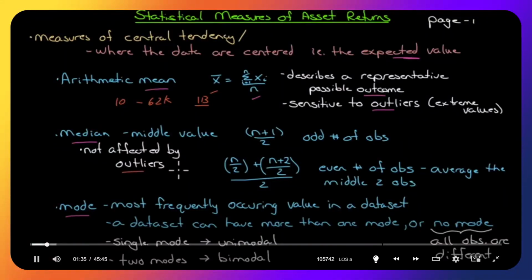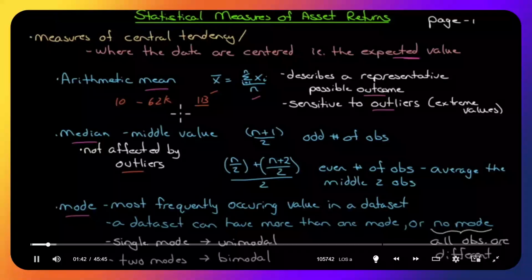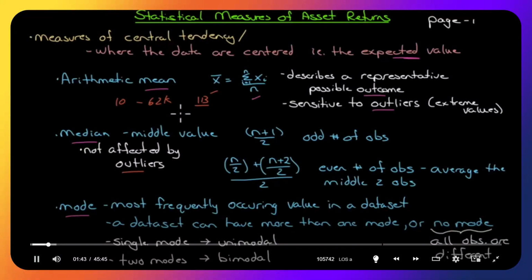This is not affected by outliers. So with 11 individuals in the room, if you rank them from highest to lowest and take the sixth person, you'd have 5 above and 5 below. The sixth person would have an income of $62,000. That would be representative of a possible outcome. So how do we determine the middle observation? If you have an odd number of observations, it's n plus 1 over 2. Here we had 11, so 11 plus 1 over 2 is the sixth observation.